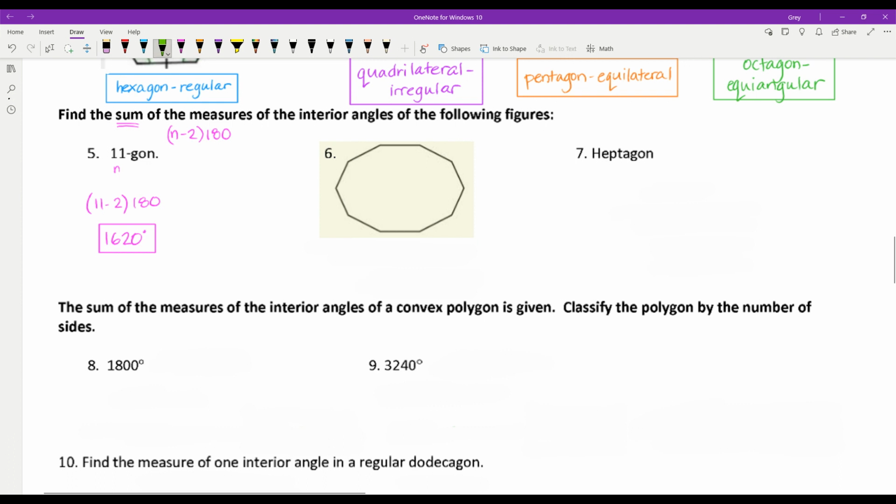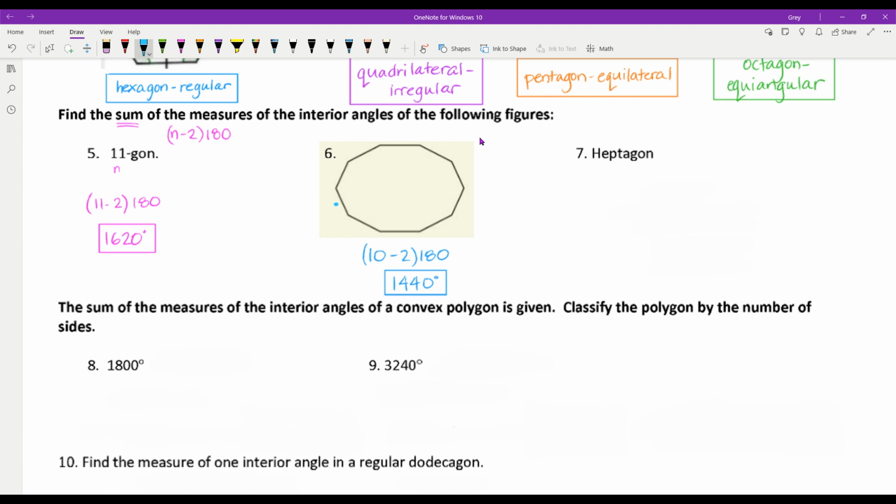All right, number 6. I'm going to start here to count the sides. So that's 1, 2, 3, 4, 5, 6, 7, 8, 9, 10. So in my formula, I'm going to have what minus 2 times 180? I'm going to have 10 minus 2 times 180, which is 8. That means if I were to start at one vertex and draw the diagonals, I would have 8 triangles inside there. 8 times 180 is 1440 degrees.